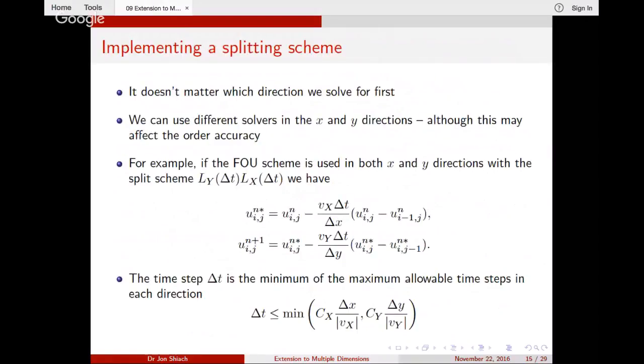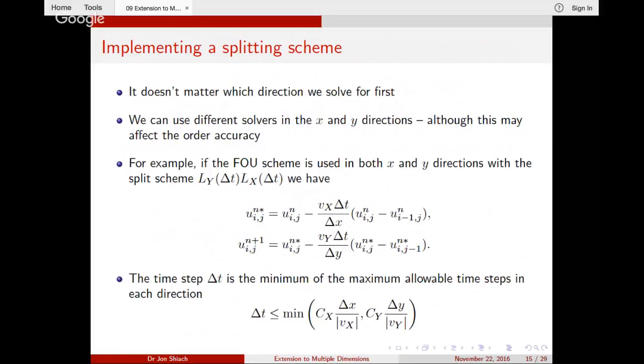Okay, so how do we use this? We showed we can split up our 2D problem into 2 1D problems. It doesn't matter which direction we solve for first. We can solve in the y direction first, then x, or x and y, it doesn't matter. I normally do x and y, habit, really. We can use different solvers in the x and y direction. You don't have to use the same one, although this may affect the order accuracy. We normally use the same solver for both directions.